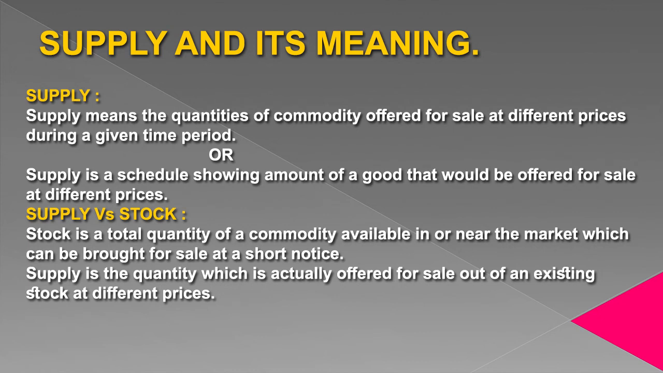Stock is the total quantity of a commodity available in or near the market which can be brought for sale at short notice. Whereas supply is the quantity which is actually offered for sale out of an existing stock at different prices. If the commodity is durable and the price offered is not acceptable, a part of the stock will be withheld.